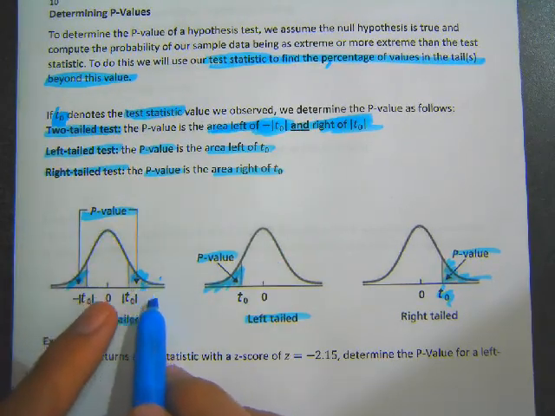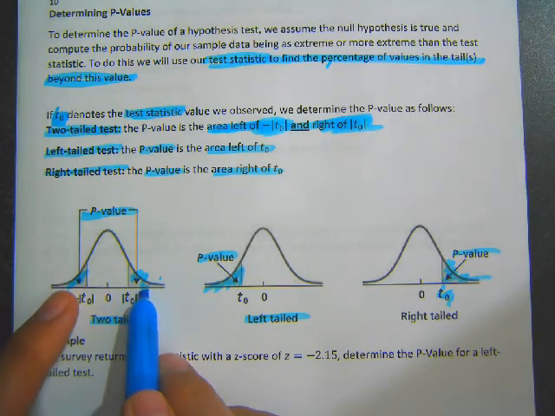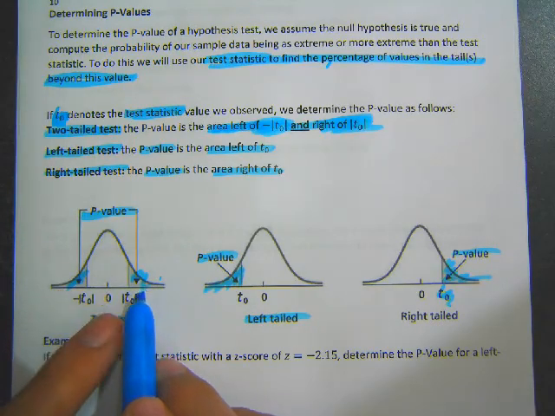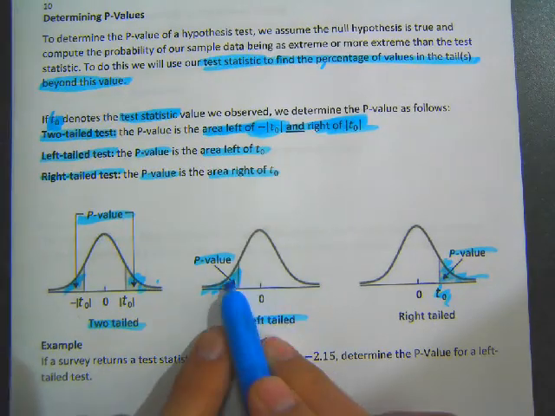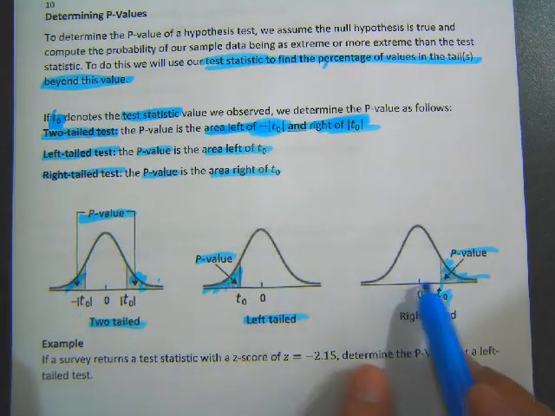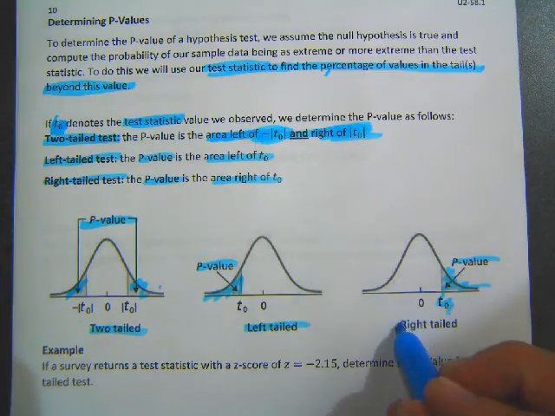Really, in practice, you just find one tail and double it, because remember, these always match. So that's what I usually do. I just find the area in one tail and then double it, and that's my total. If you have one tail, you just find the area in the one tail, so beyond to the left or beyond to the right, depending on which one you're doing.